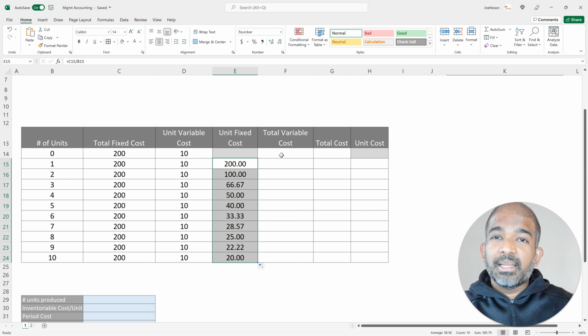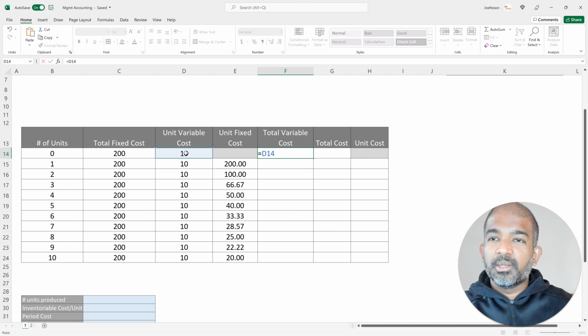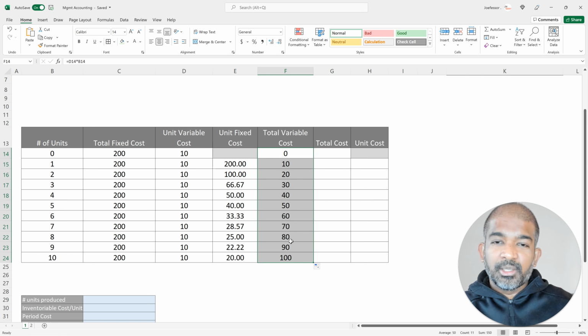Then I'm going to calculate the total variable cost, which is basically the unit variable cost multiplied by the number of units being produced. Again, I click and drag for all the units.